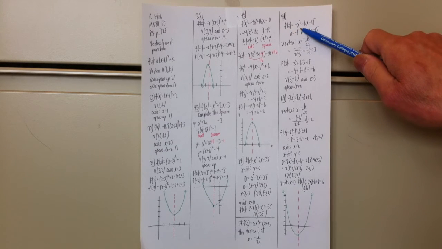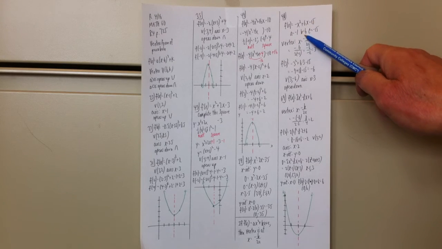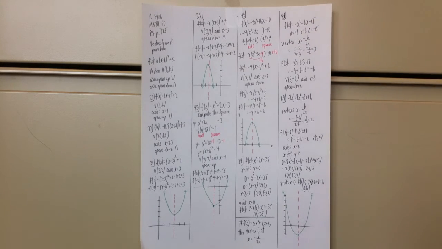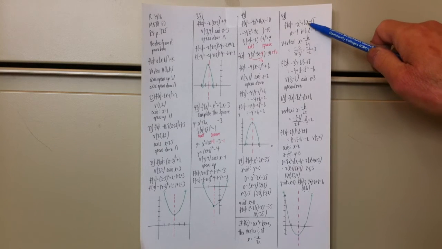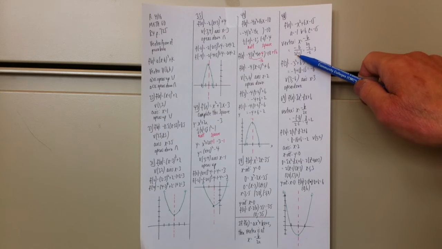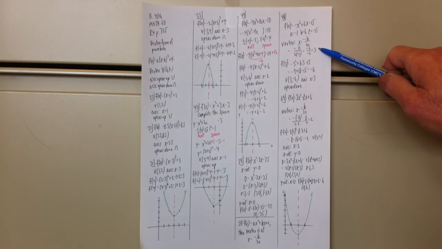F of x is negative x squared plus 6x minus 15. So a is negative 1, b is 6, c is negative 15. The vertex formula is x is negative b over 2a. So negative 6 over 2 times negative 1. That's negative 6 over negative 2, which is 3. Okay, so I know the vertex is at x equals 3.